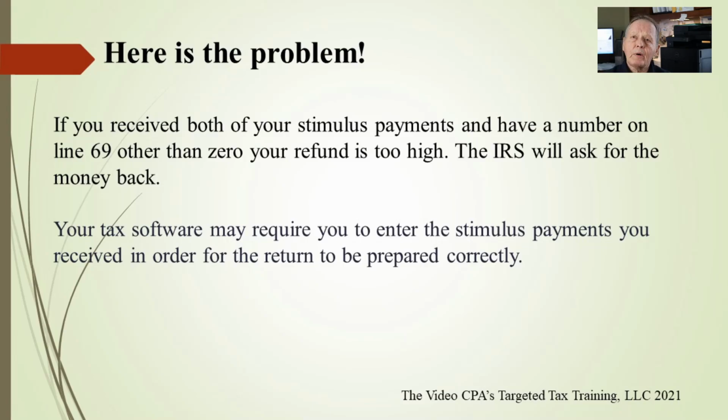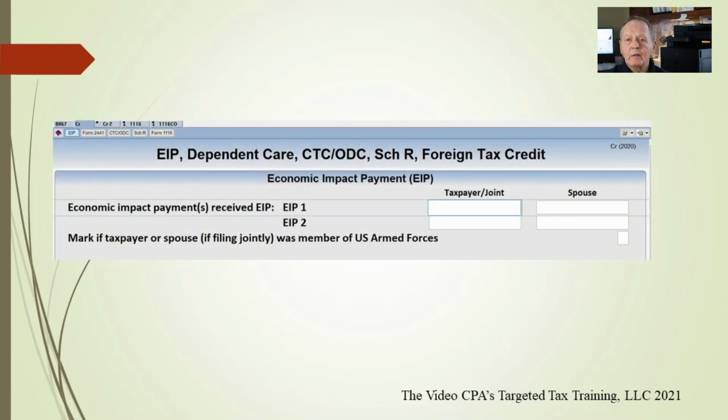Now, I'm not sure how other tax software handles it, so you need to be aware of how your tax software handles these things. Look at line 69. If you've got something there, then you need to question whether it should be there or not. Because if it is there and you received your stimulus payments, the IRS is going to ask for it back, and they're going to ask for it back with interest, usually. So look at that. Now, in UltraTax, this is where you would put the payments that you received in 2020.